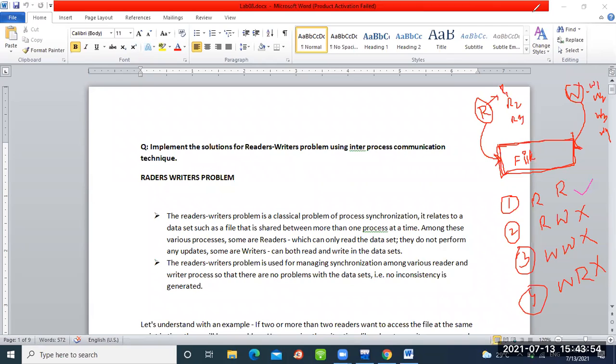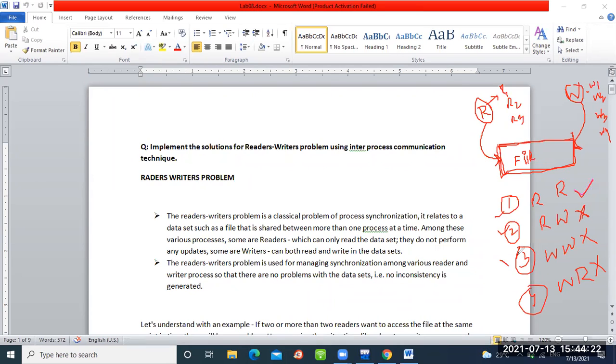Yes, sir. Fine. Okay, so what we will do, we will consider 4 different cases. First case 1, where we allow 2 readers at the same time to access the file, and we will see whether this is allowed. Second thing, we will allow 1 reader and 1 writer, and this is a synchronization problem, so this case cannot be possible.